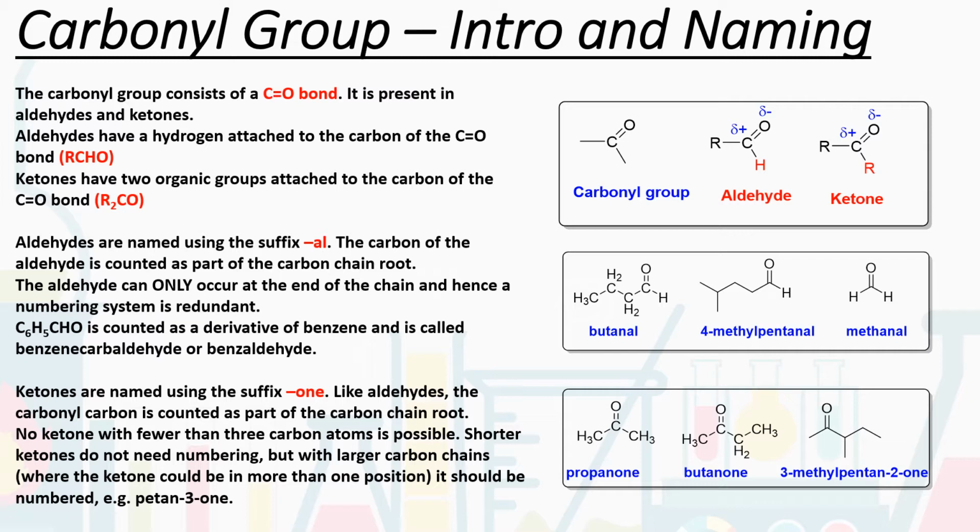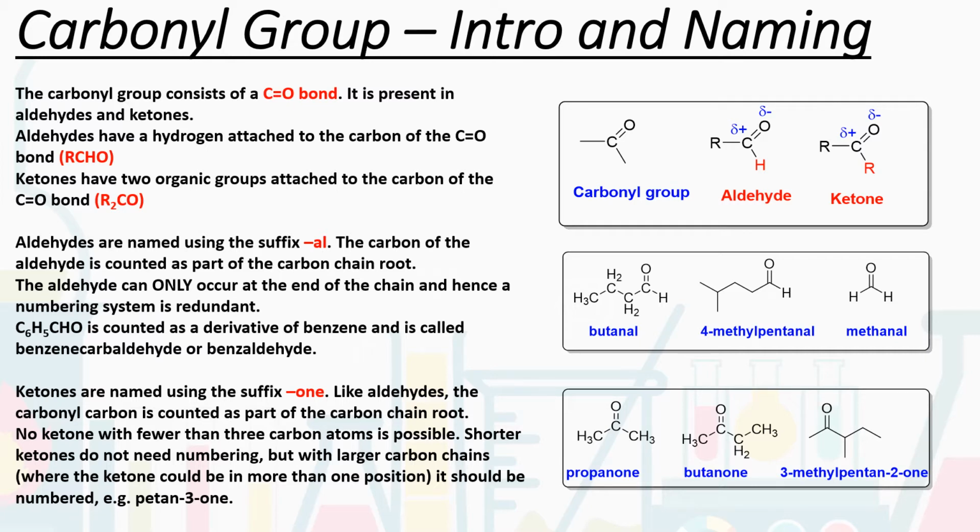Ketones are named using the suffix -one, so -one goes at the end of the name. And like aldehydes, the carbonyl carbon is counted as part of that carbon chain. Now, because the carbonyl group essentially has to be somewhere in the middle of the chain, we have 2 carbon groups on either side. The simplest ketone there is has to have 3 carbons.